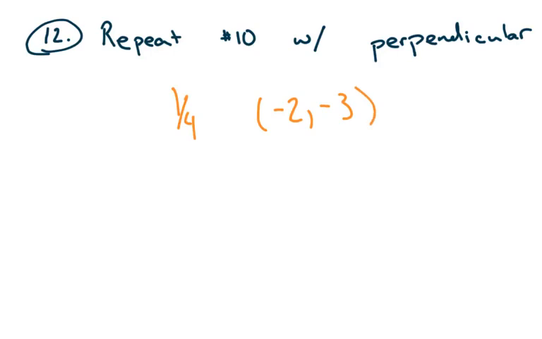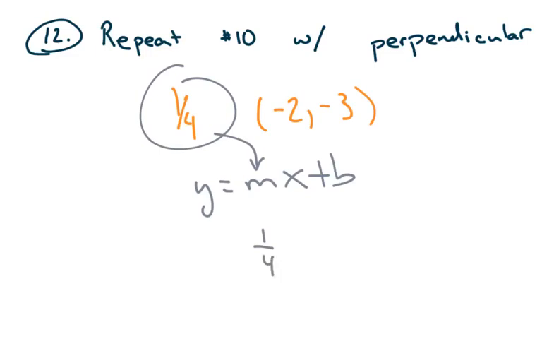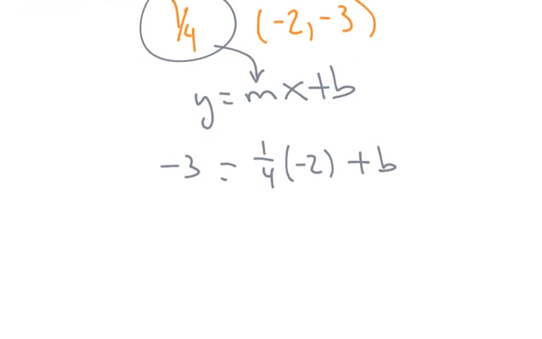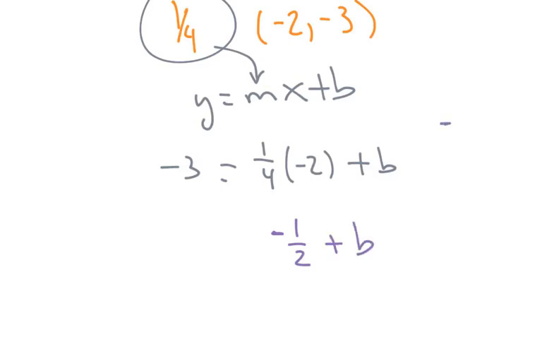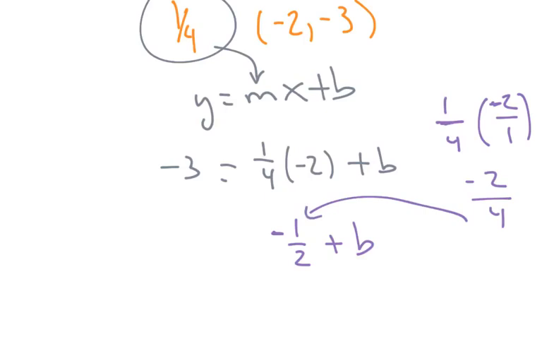So go ahead, pause the video now, try this on your own, see if you can get this all by yourself. You should be able to if you've been working through the other problems. Y equals mx plus b. The slope is 1/4. The x is negative 2. The y is negative 3. And we're going to solve for b. So here we're going to multiply. 1/4 times negative 2 over 1 gives me negative 2/4, which reduces to negative 1/2, equals negative 3.